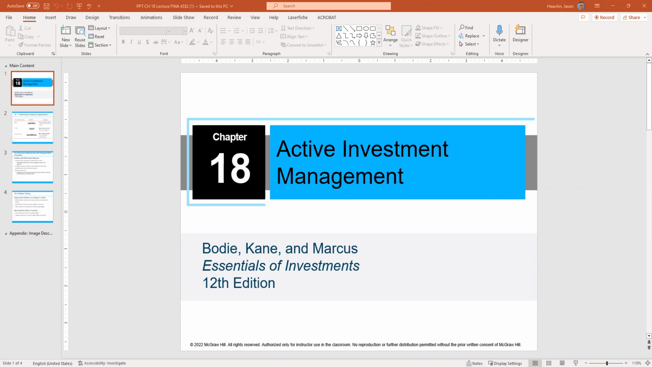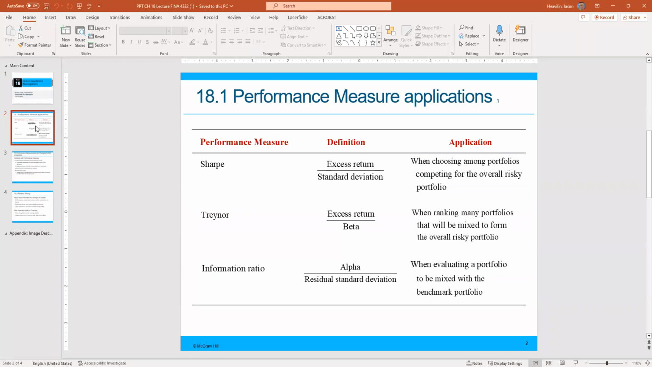Active management seeks to continuously monitor the market and try to time it with its ups and downs and take advantage of those changes. So here are a few things that play a part in active management. First, we'll talk about some performance measures. There are several out there. We're just going to talk about these three for now.